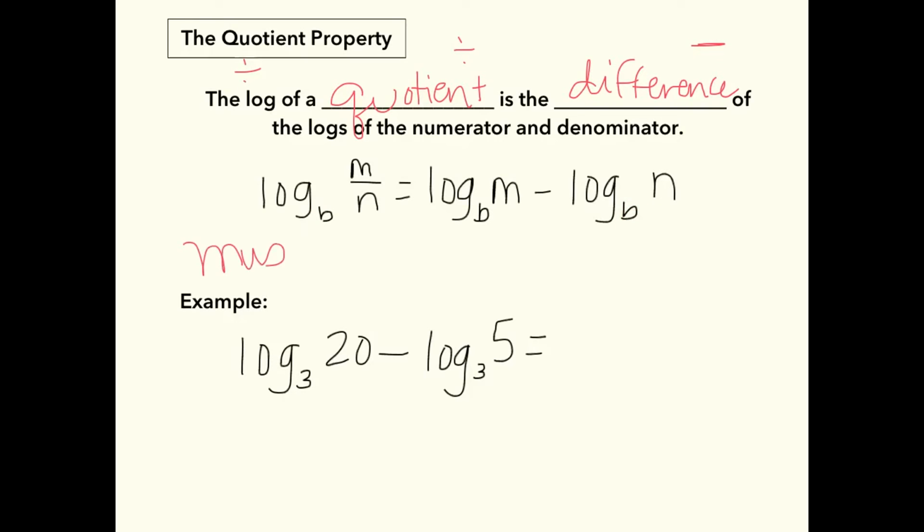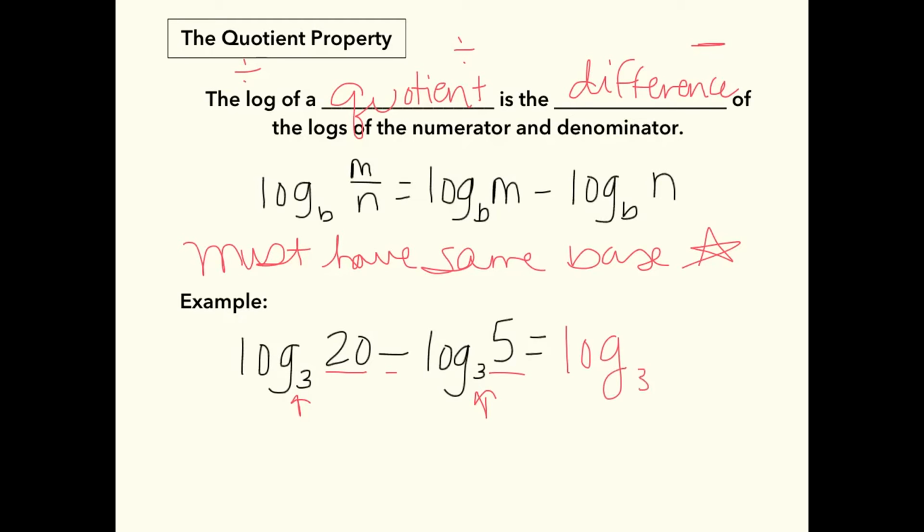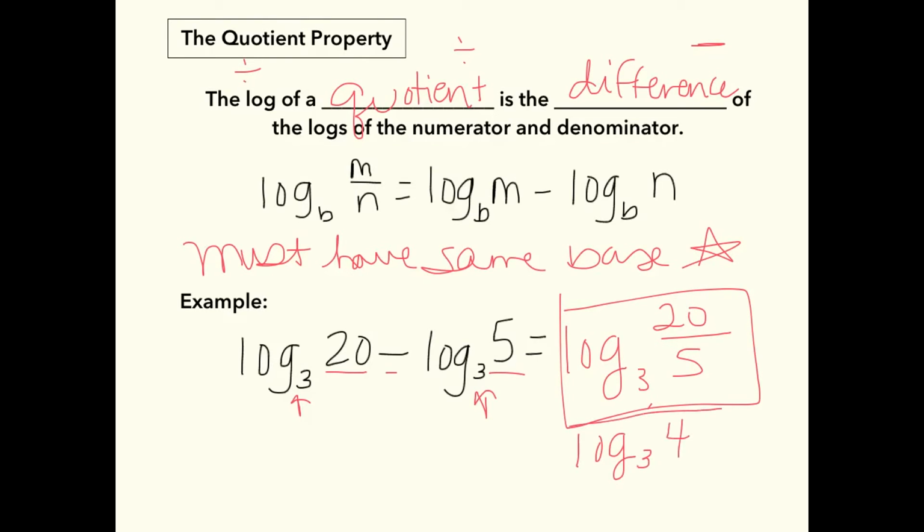So I'm going to write that here so you don't forget. It must have the same base. And this applies to all of them. So here we've got the same base, the 3, and then we're subtracting 20 minus 5. So we can put that together into division. Log base 3, 20 divided by 5. M minus n is m divided by n. And we can actually simplify that into 4 because 20 divided by 5 is 4.